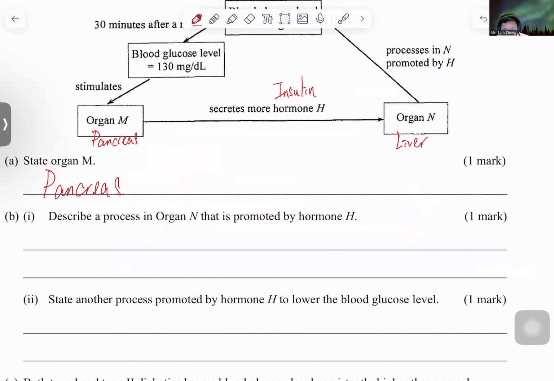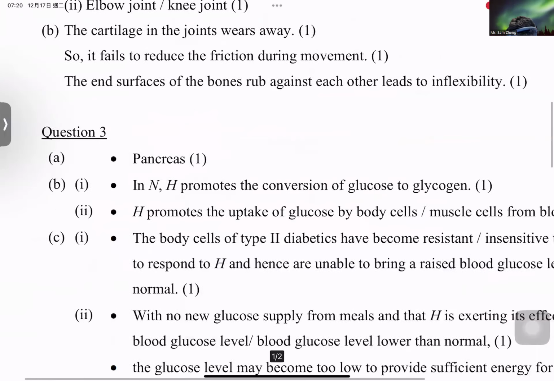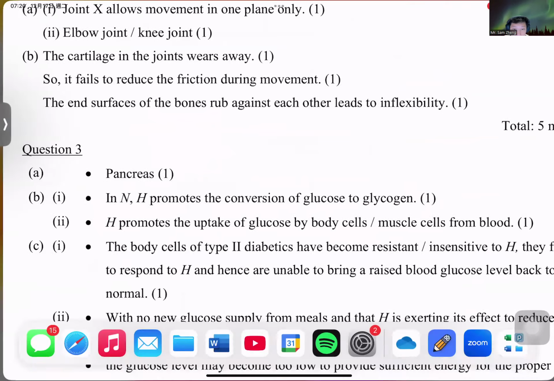What will it do? It will convert the blood glucose, the glucose inside the blood, into glycogen. Okay, remember. So by looking at the answer, we can see that there would be some conversion of glucose to glycogen.